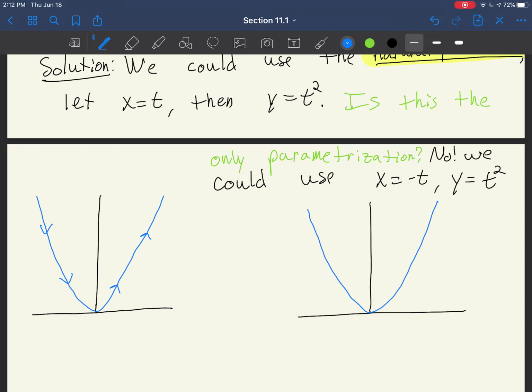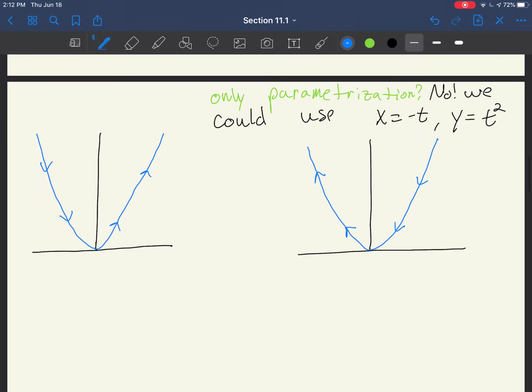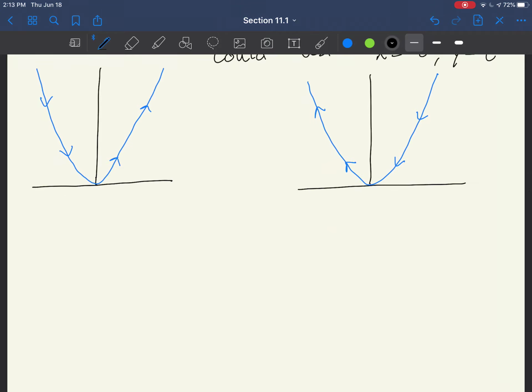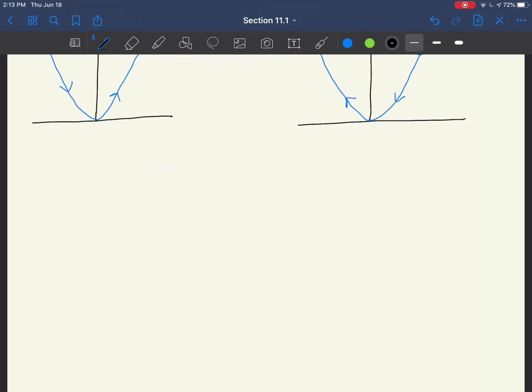But now at t equals 0, we're at 0, 0. At t equals 1, we're now at negative 1, 1. So now we're here. So we know that the direction has reversed. So parameterizations are not unique. They might only be off by a direction, and to do that, you just replace t with negative t. But parameterizations are not unique.